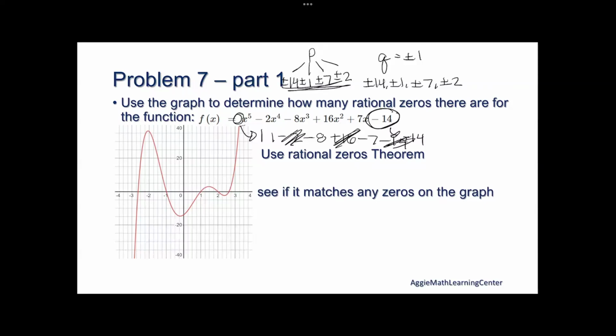If we plug negative 1 in, negative 1 raised to the 5th, an odd power, is still negative 1. So we have negative 1 minus 2, because x to the 4th gives us positive 1, and we still have the negative 2. And then we have plus 8, because x cubed for negative 1 is negative 1. Plus 16, minus 7, minus 14. So this 16 cancels out the 2 and the negative 14. Then we have negative 1 plus 8 minus 7. Yay! So negative 1 works because that gives us 0.